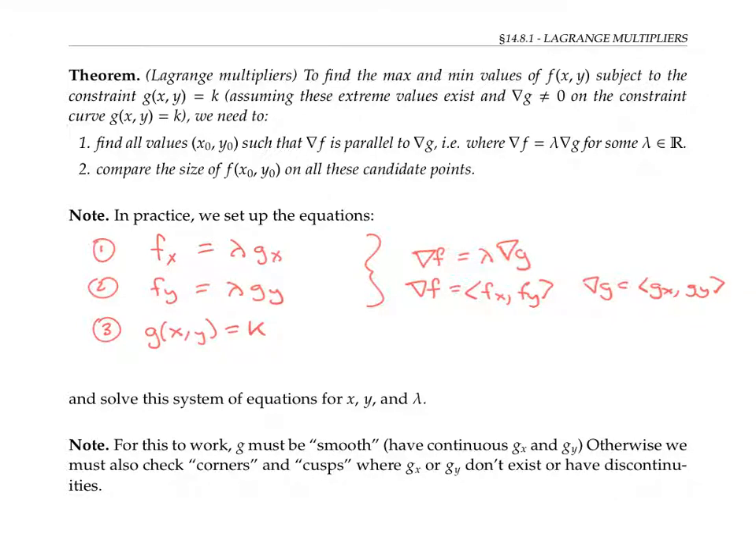So in practice, we write down these three equations and then solve this system of equations for x, y, and lambda. In the end, we don't really care what lambda is, but the values of x and y that solve the equations, we can then plug into f and compare the size to find maximum and minimum values. For this method to work, the constraint function g must be smooth in the sense of having continuous first partials. Otherwise, we must also check any cusps or corners on our constraint curve g, where g sub x or g sub y don't exist or have discontinuities.